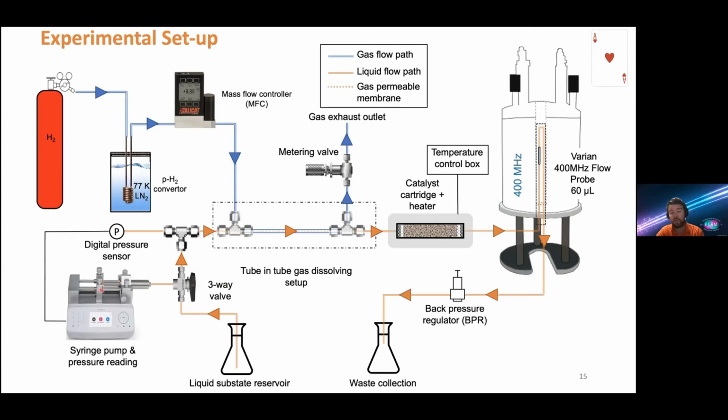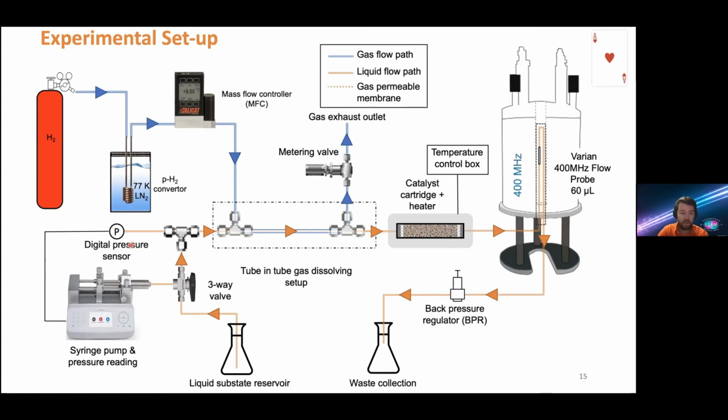And then when the syringe has been loaded, it's time to start the experiment. The three-way valve is switched and the liquid is injected, goes into this swage lock T and then into the tubing tube. Once it leaves the tubing tube, it travels to the catalyst cartridge and heater, which is controlled by a control box with a thermocouple. Once it leaves this, as fast as it can, we try and get it into our 400 megahertz flow probe with a 60 microliter detection region, out through a back pressure regulator and into the waste collection.